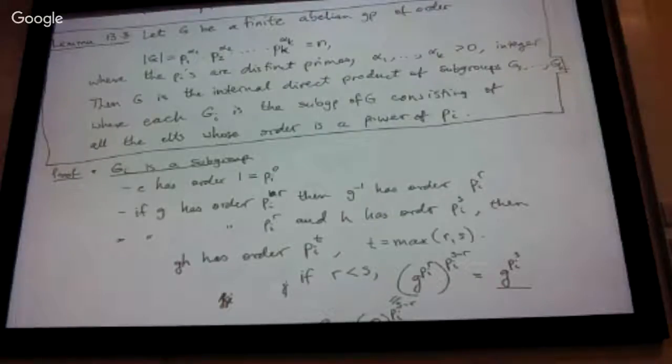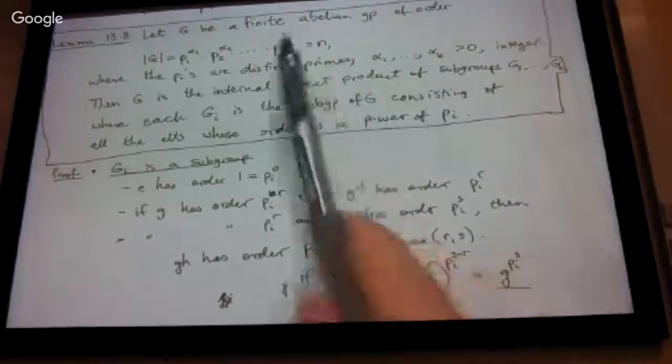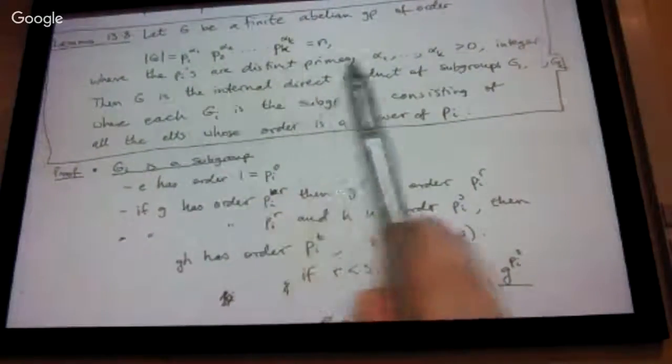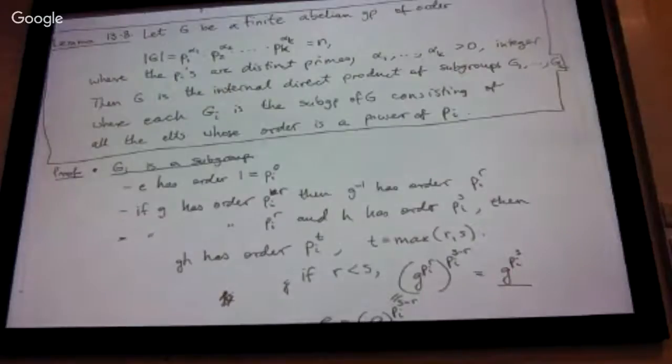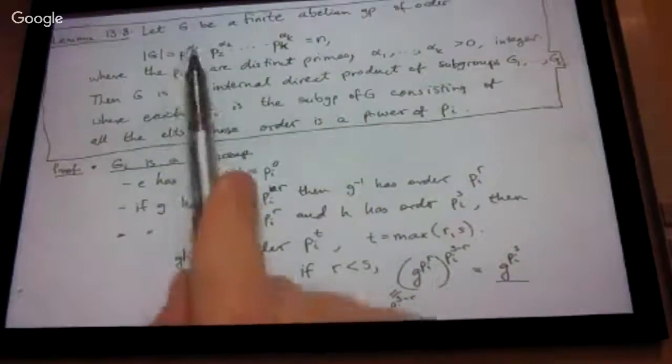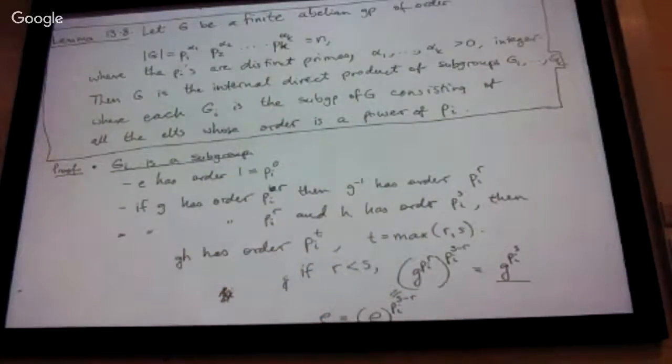Yeah, and then the last thing. Take a finite abelian group. The order can be factorized into distinct prime powers. Now, some of the elements in G have order that is a power of a prime. In fact, all of them have to crop up, so all these primes appear as orders of elements. We proved that in lemma 13.6, I think it was.